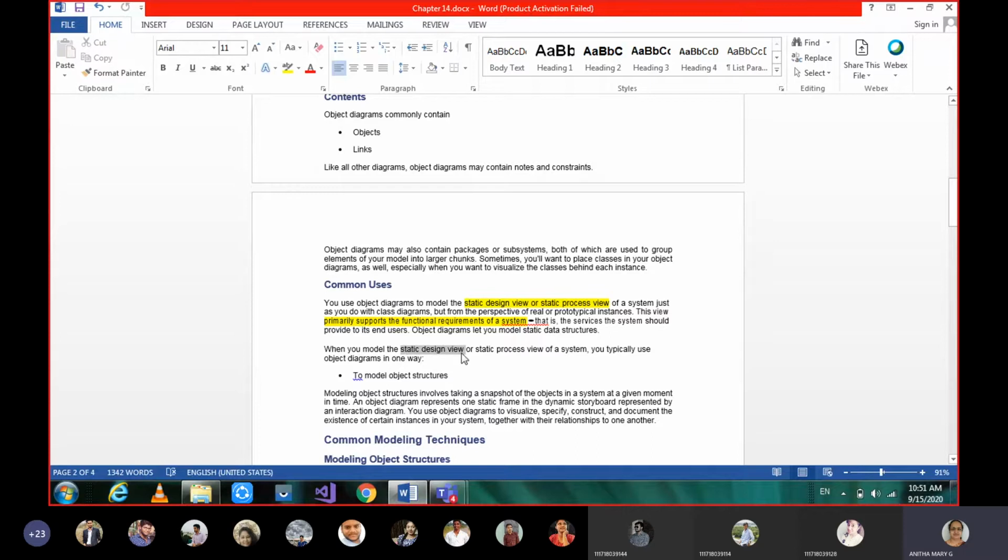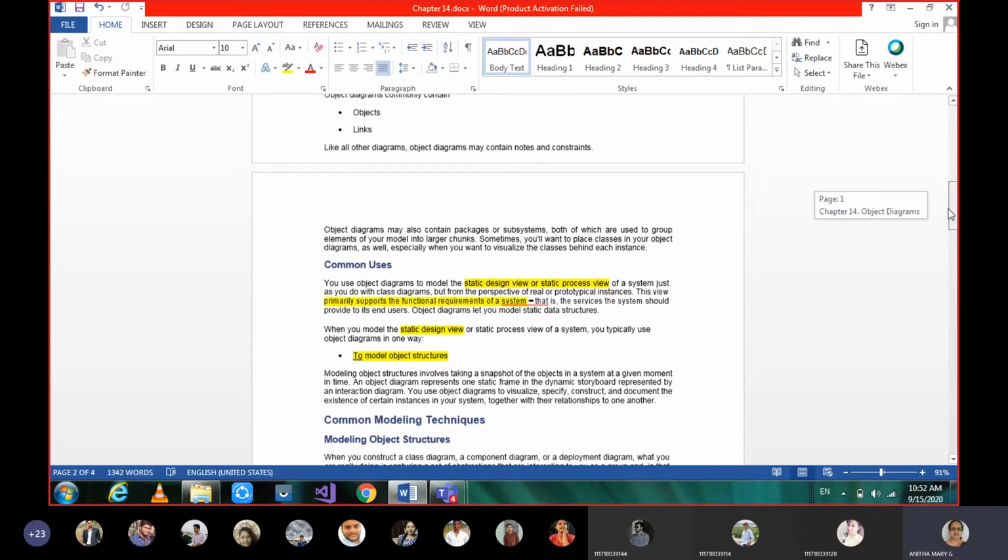Let's see the first one we have. While you are doing the static design view of the system, these diagrams may be used to model object structure. So the structure of an object can be built. That is the only common use we have, the third subheading under the first part.